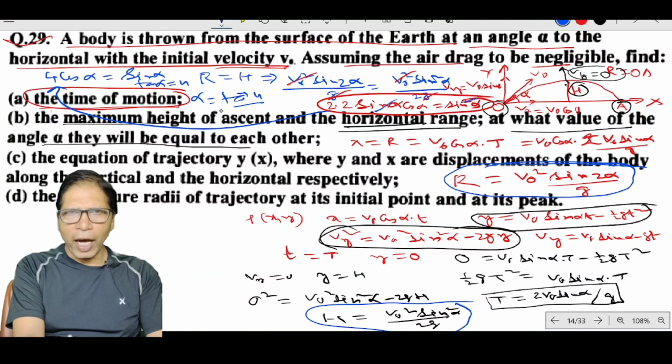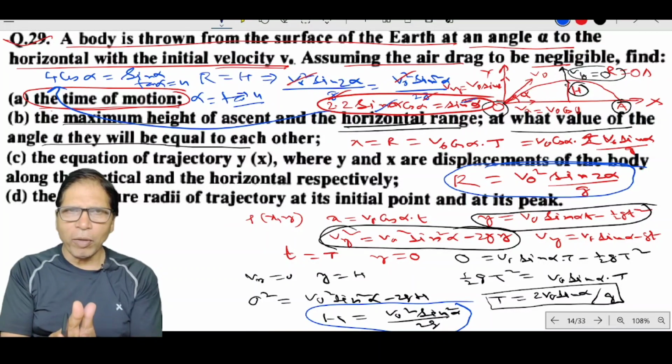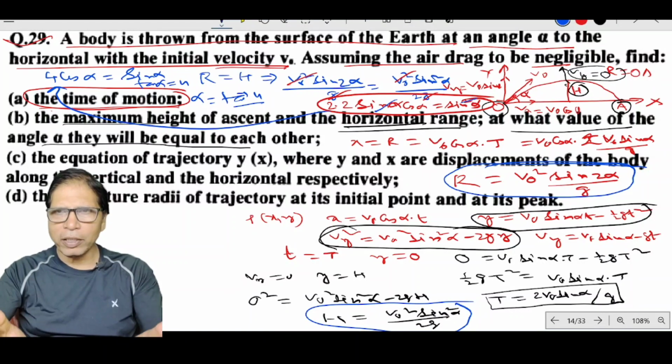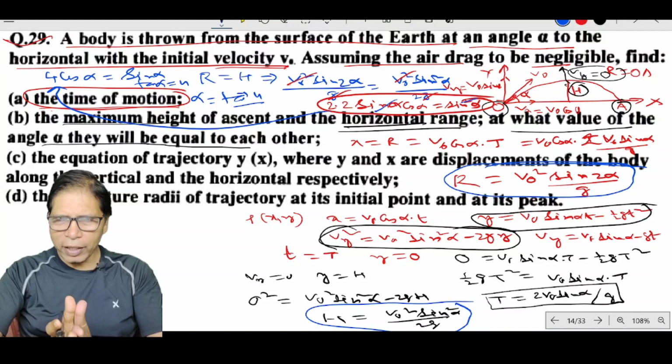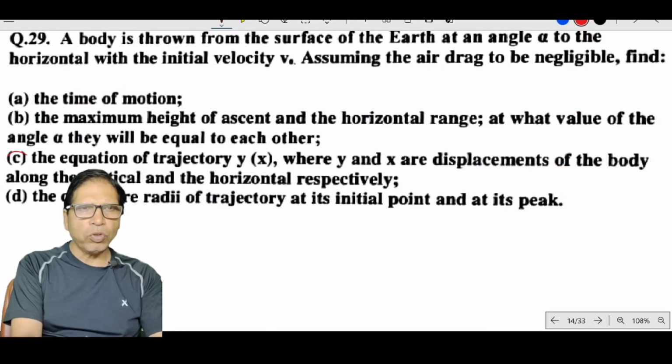The R and H are equal at the angle of projection tan inverse 4. The horizontal range R and maximum height H are equal. Okay. Now, question number C.